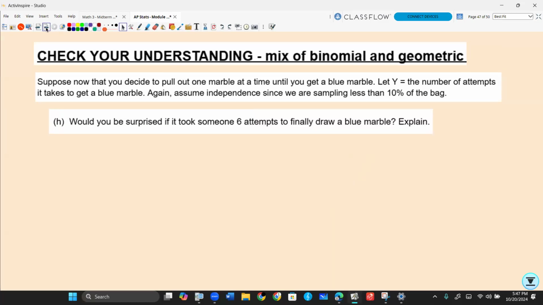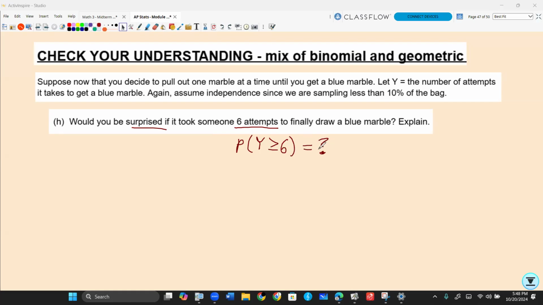Would you be surprised if it took someone 6 attempts to finally draw a blue marble? So this question is really asking you guys, what's the probability of getting 6 or more? When it says, would you be surprised, you want to go in the more extreme direction. So if someone took 6 attempts, really saying, what's the probability of, what's our variable here? Y. Y is greater than or equal to 6.